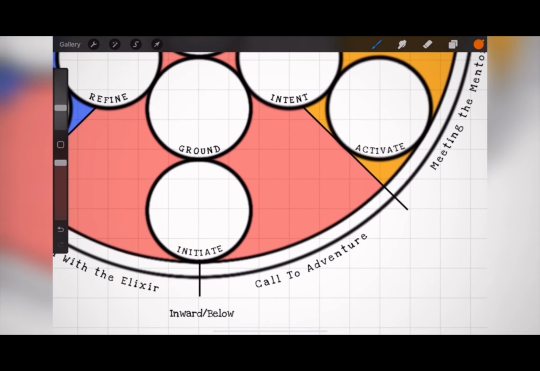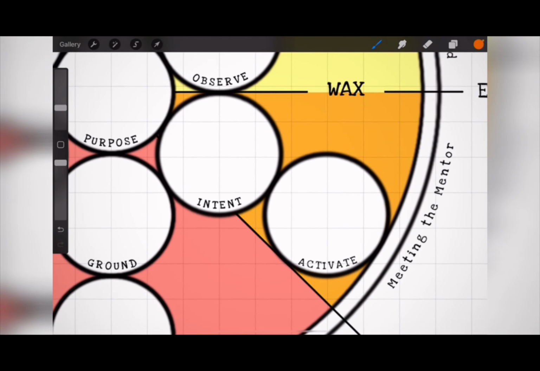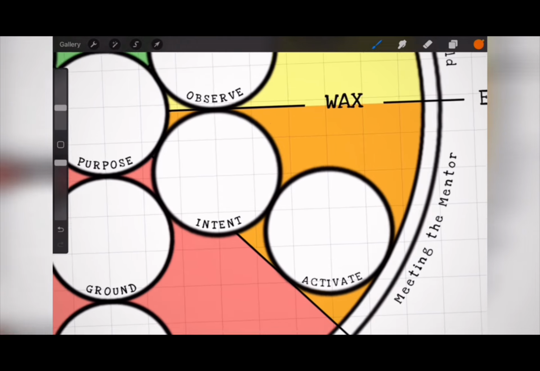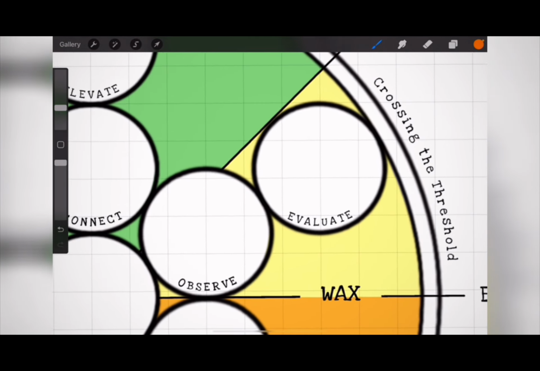So what I'm doing is now I'm going to be moving over here to the intend sphere. It's an intention that's going to support my purpose. It's kind of like an affirmation. And I'm going to activate whatever that idea is. So this is the activation, basically finding that creative fire within you, meeting the mentor, the archetype that's going to help you on this hero's journey. So then once I have my intend and activate spheres filled in, I've recognized that I've met the mentor, and now I'm going to cross the threshold.